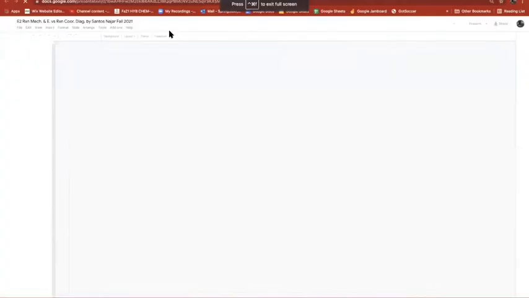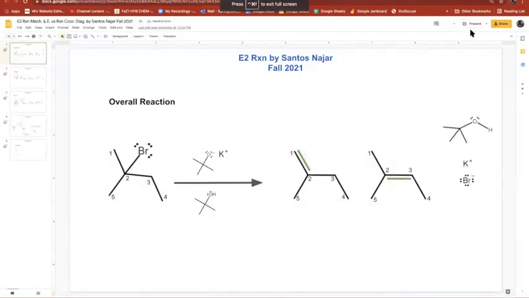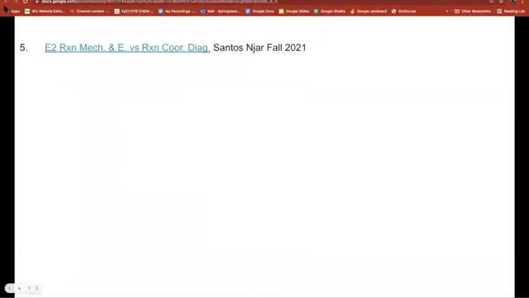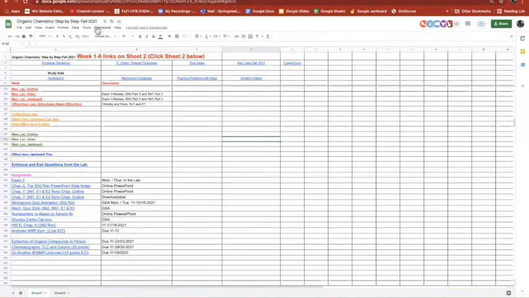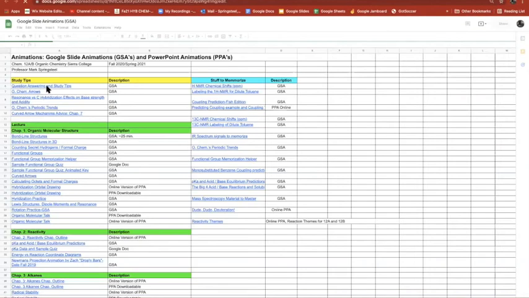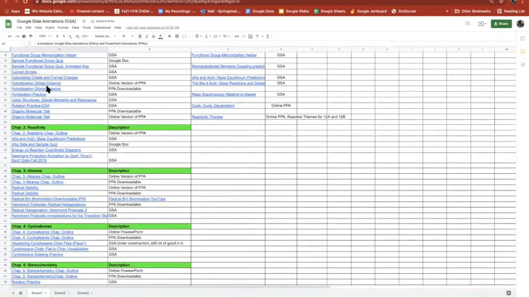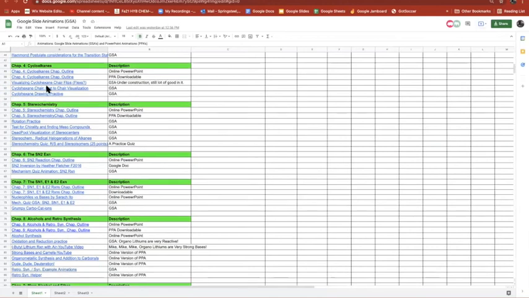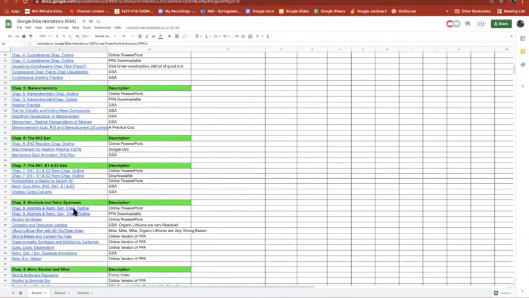All right, E2 reaction mechanism and energy versus reaction point diagram. Santos has a nice GSA for us. Another honor student GSA. Here we go. Oh, here, let me actually go about this a different way. So if I go to our organic chem step by step, and then I click on animations, you'll see a lot of animations for the chapters we're dealing with lately, right? Well, not a lot, but we're getting more. 6 and 7, we got a lot in 8, huh?